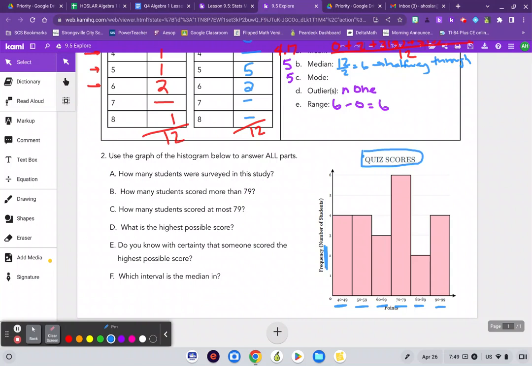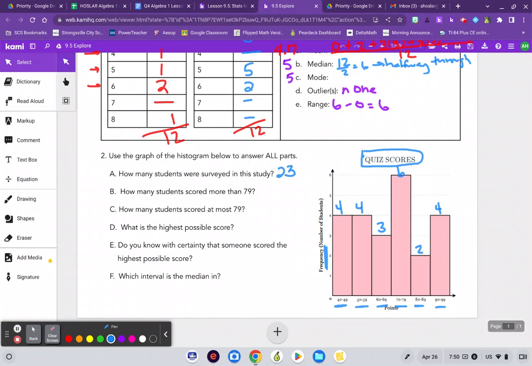So if I want to find the number of students, I have to say, well, there were 4 in this interval, and 4 in this interval, and then 3, and then 6, and then 2, and then 4. So I'm going to add all these up. If I add all these up, I end up with 23.